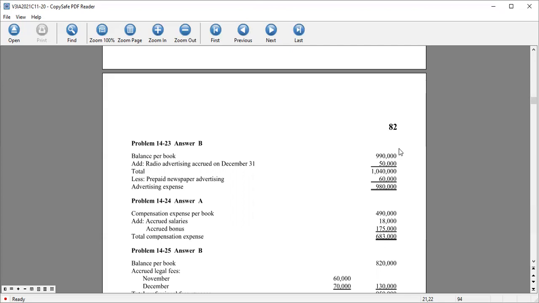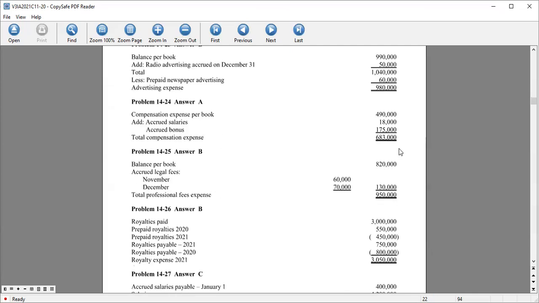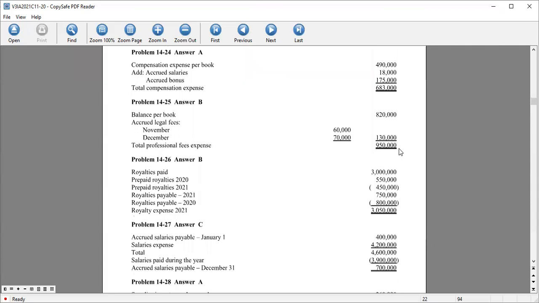Next, for 14-24, what amount should be reported for compensation expense for 2021? So compensation expense per book is 490,000, and then we add accrued salaries of 18,000 and accrued bonus of 175,000. So the total compensation expense is 683,000. That's letter A.